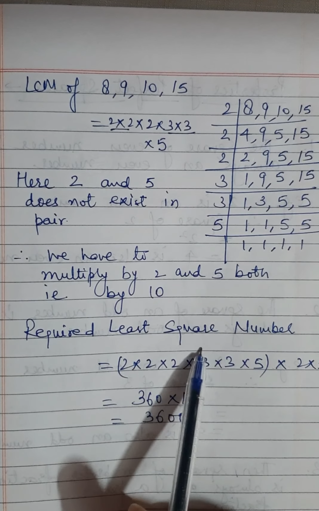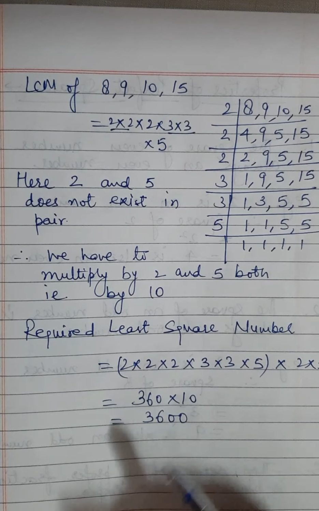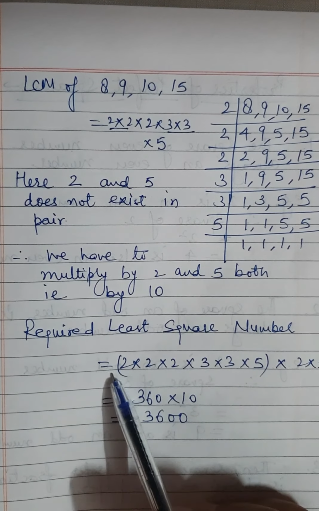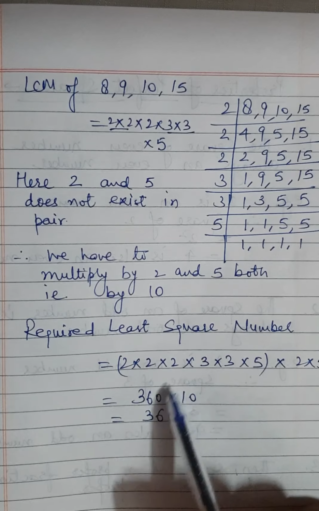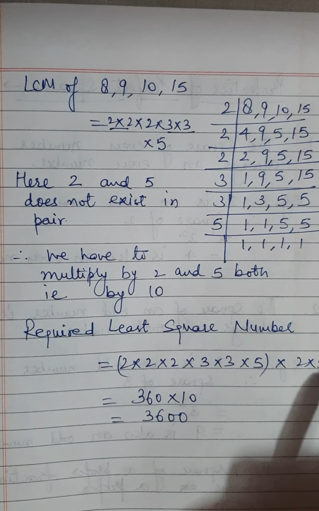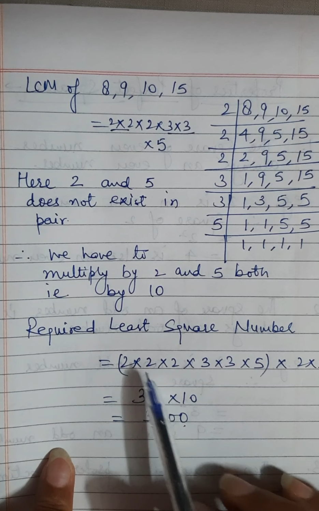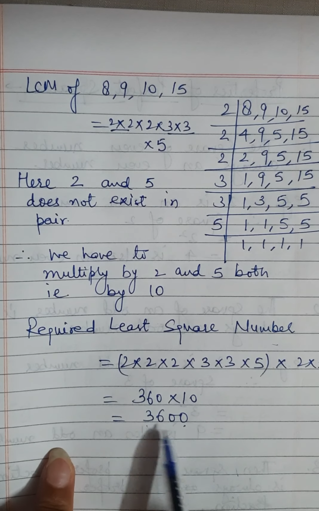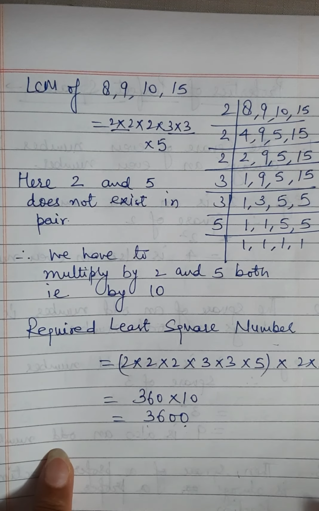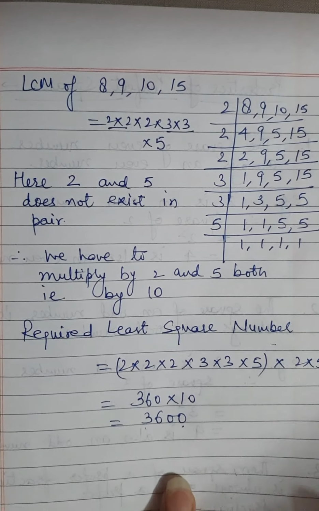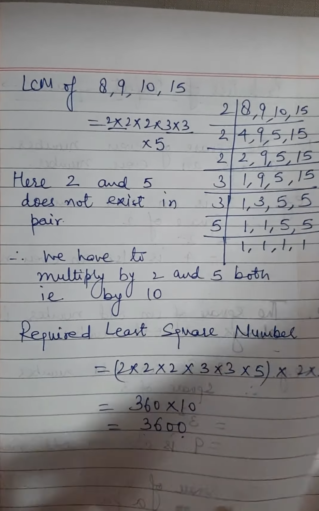So to find the required least square number, we multiply all these factors by 2 and 5. The product of these numbers is 360, and 2 and 5 becomes 10. So the multiplication is 3600. So the required least square number is 3600. So this is the last sum of exercise 3A.